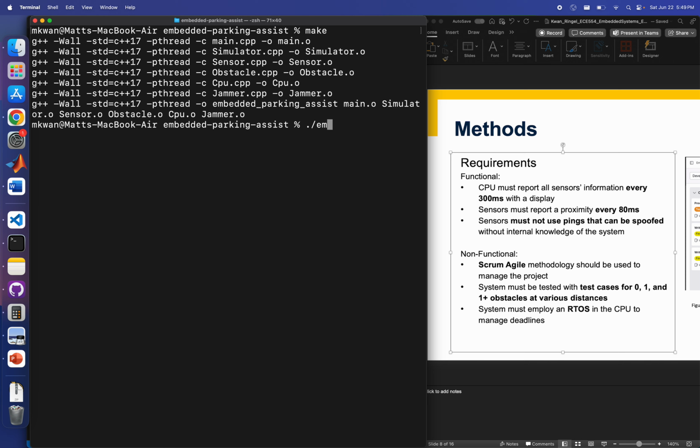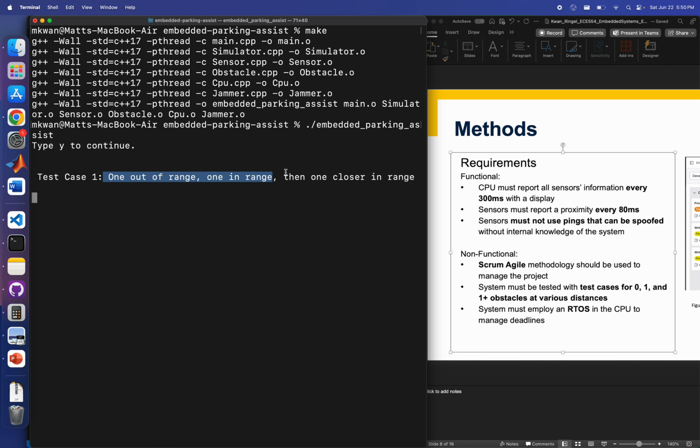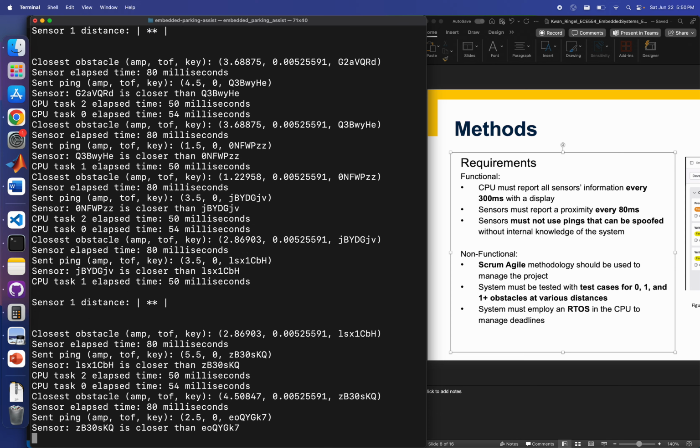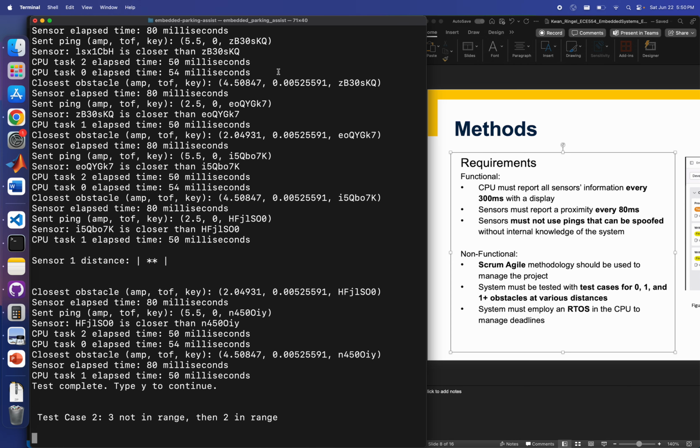So when I start the project, it'll present the test case that it's about to run. In this case, it's going to set up one obstacle out of the range of the parking assistance sensor, one obstacle within the range, and then one closer in range. It'll do the first two at the same time, and then it'll pause and do the next one. So I'll start the test case, and everything kicks off in real time.